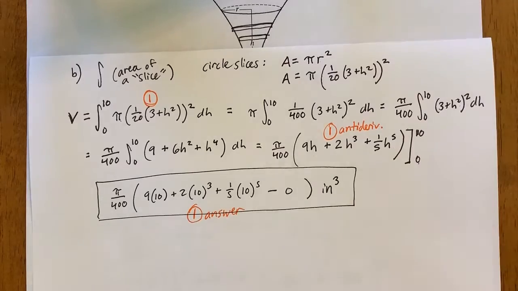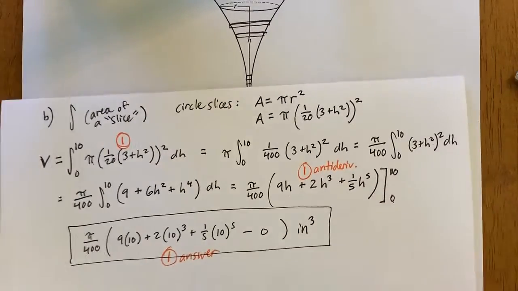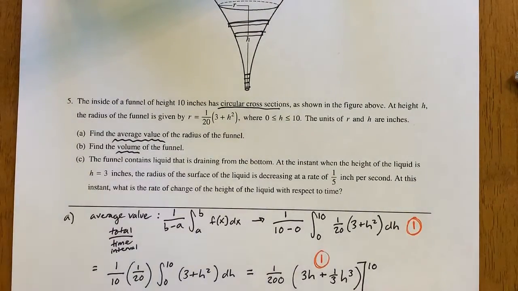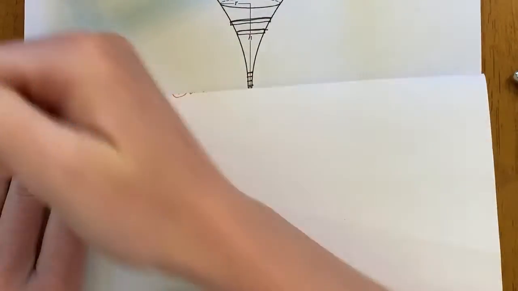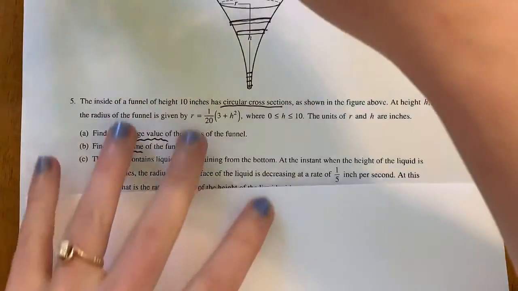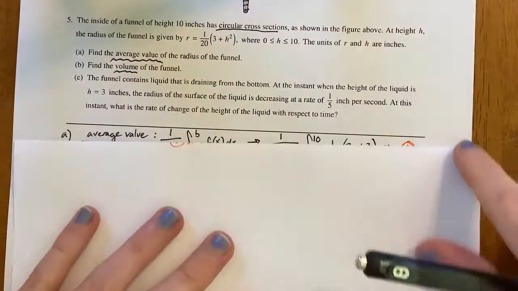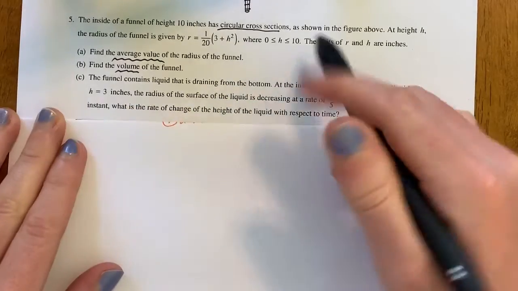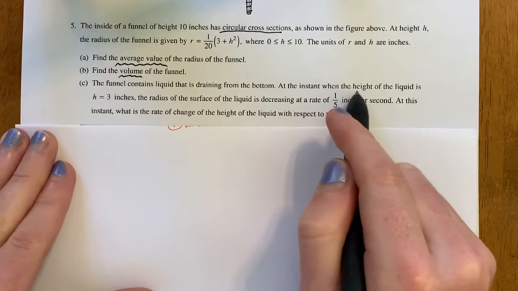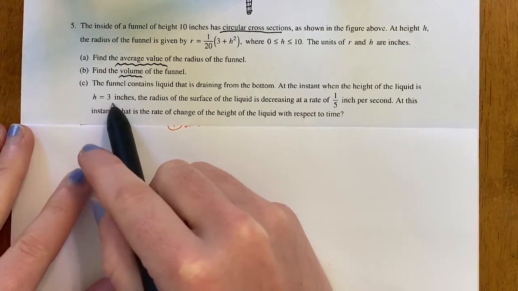All right. One more part of this question. We'll take a look at part C here, which was also worth 3 points. Part C says, the funnel has liquid that's draining from the bottom. Oh, this is related rates. At the instant when the height of the liquid is 3.